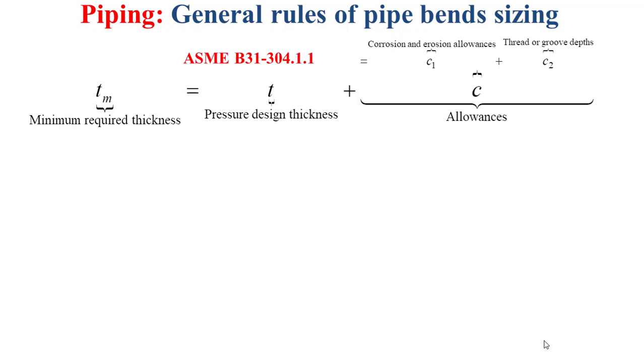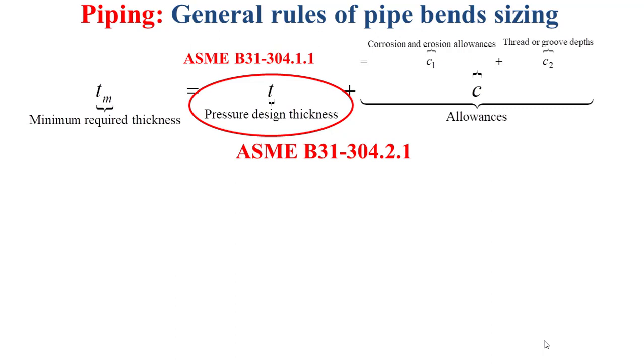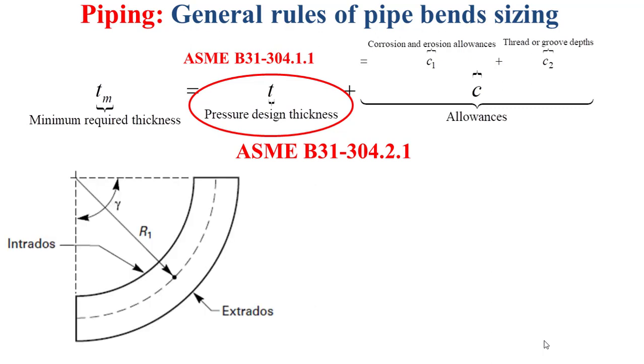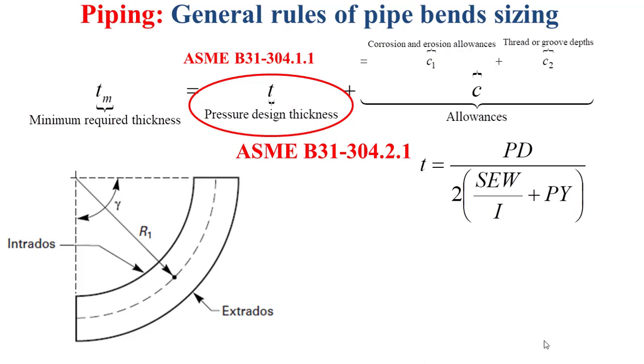Now I will explain the general rules for the sizing of pipe bends, and as you can see, always based on the same formula stating that the minimum required thickness of the pipe should be equal to a certain pressure design thickness plus certain allowances. And in this case, the case of pipe bends, the pressure design thickness is determined based on the ASME B31.3, 304.2.1, and based on this model, we can determine the pressure design thickness t based on the formula that you see on the right of this slide.